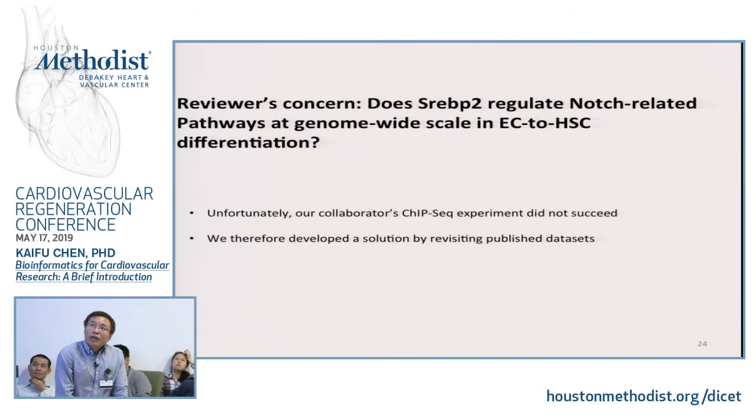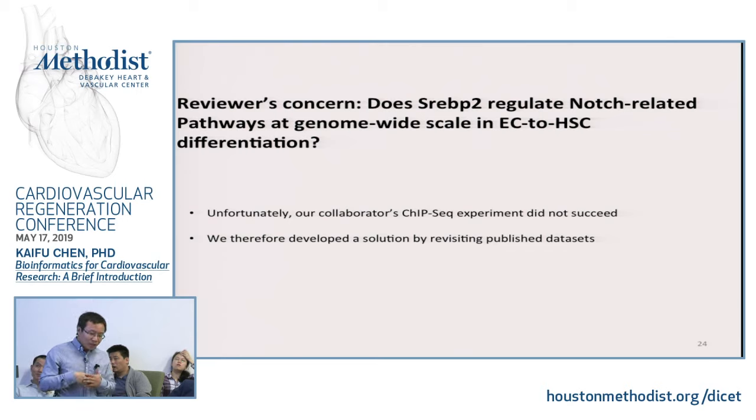So why did we use public data to do the analysis and address the concern? Basically, firstly, the reviewer's concern related to this bioinformatics work is they want to know whether SRPP2 regulates the notch-related pathway at the genome-wide scale. Nongho has already solid data to show that SRPP2 can regulate notch-related pathways. But this reviewer just wanted to see it at genome-wide scale.